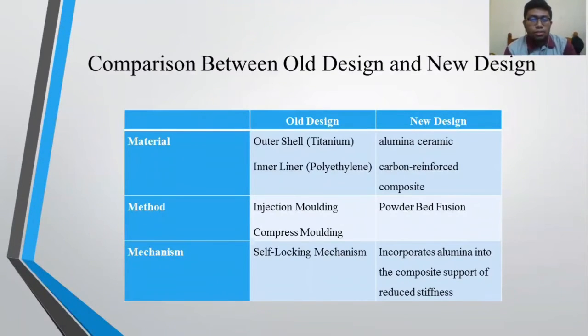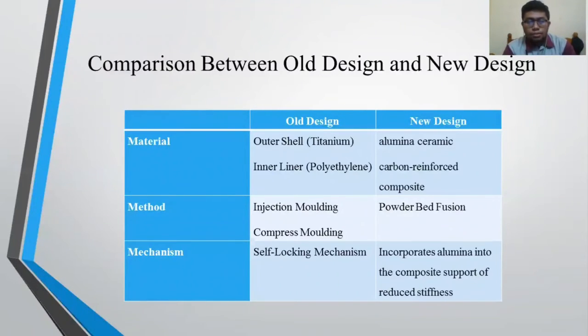For the old design, we are using titanium for the outer shell and polyethylene for the inner liner. For the new design, we changed it to alumina ceramic and carbon reinforced composite. For the method, the old design uses conventional methods, which are injection molding and compression molding. And for the new design, we are using additive manufacturing, which is powder bed fusion.